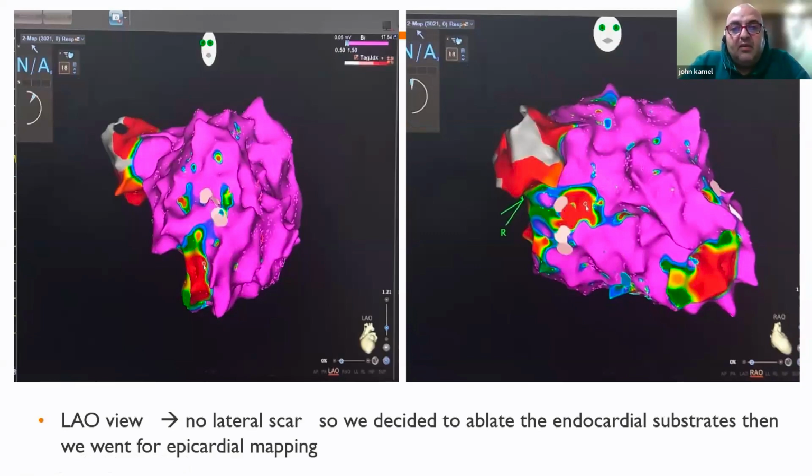Even without stimulation, we already know that this patient has an epicardial scar, because this small scar in the endocardium did not explain the multiple morphologies he had in the ECG.